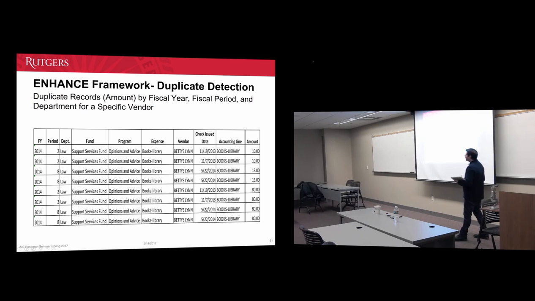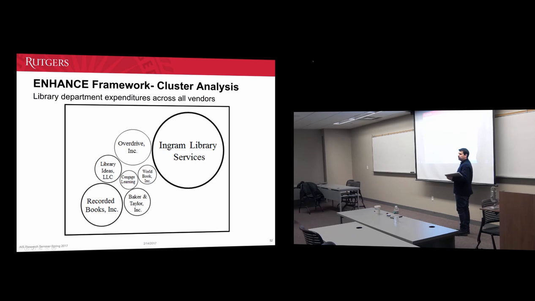You can run cluster analysis. For example, this is for the libraries: library department expenditures across all vendors. They want to see which publishers are being paid the most. Then you look at them. In this case, let's say you have only one big and two small. Why is it so different? Especially since you have some big names here, like Cengage.